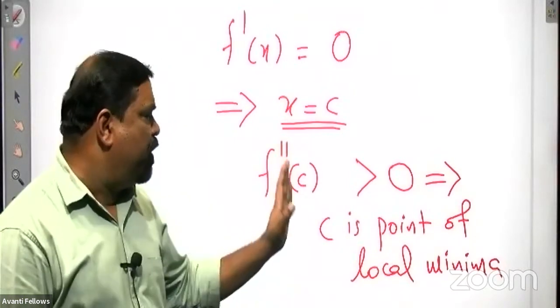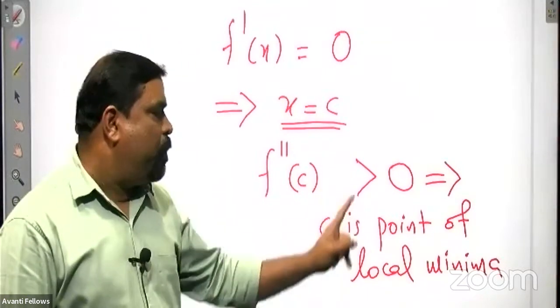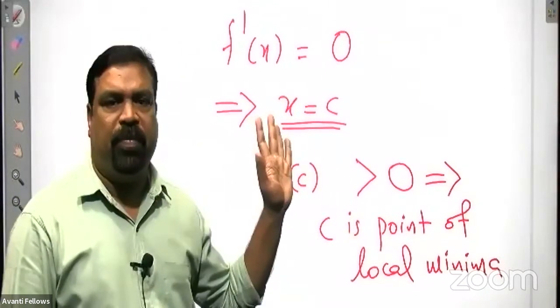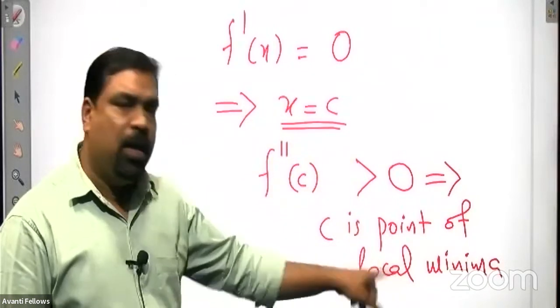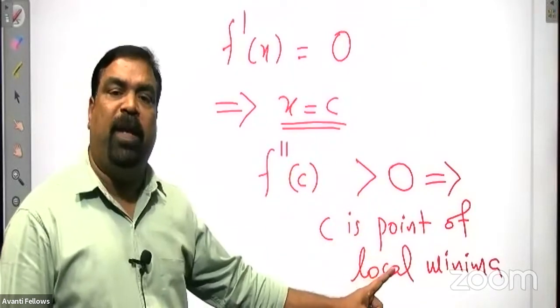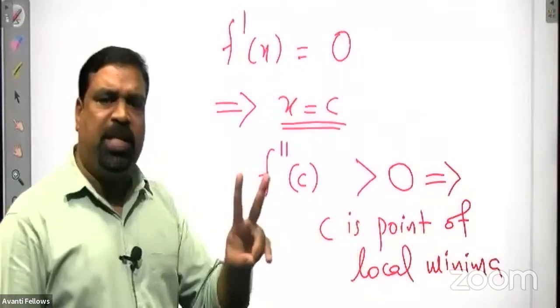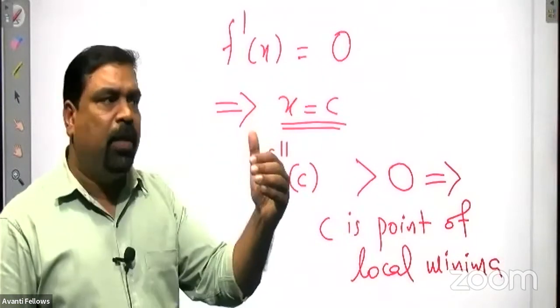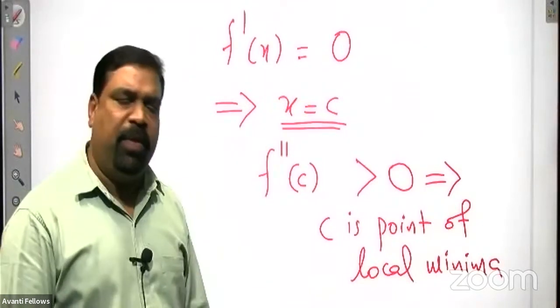Also, second derivative is negative means that point is a point of local maxima. Second derivative positive means point of minima. Second derivative is negative, means point is a point of local maxima. So this is the second derivative test. So two tests we are using to identify the local maximum or local minimum value of a function.